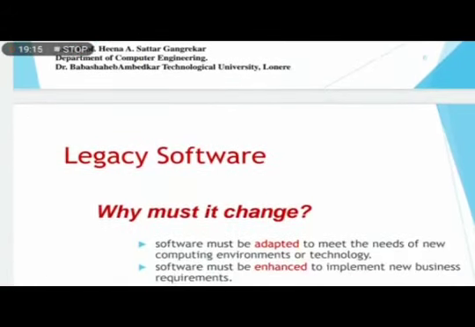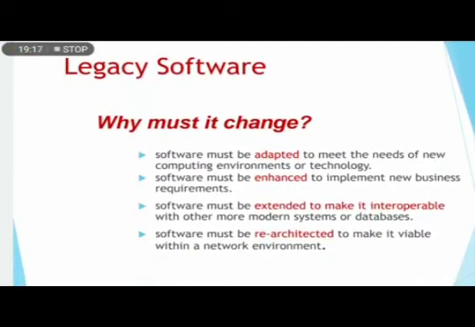Now, next one: what is legacy software? Legacy software, why must it change? Software must be adapted to meet the needs of a new computing environment. We will see what legacy software is. Hundreds of thousands of computer programs fall into one of seven broad application domains. We see that there are system, application, engineering software, embedded product, web app, or AI application.